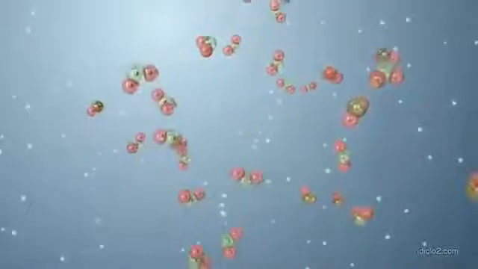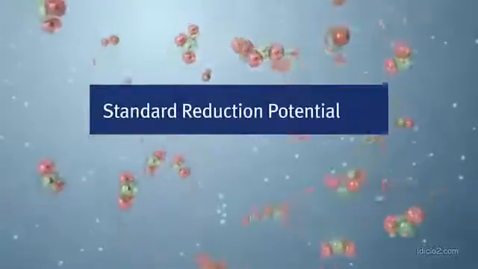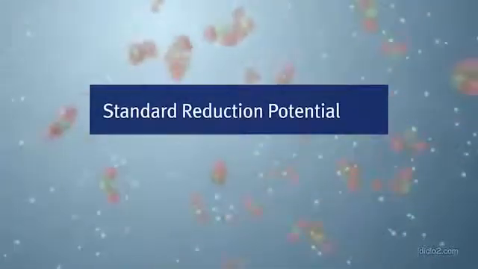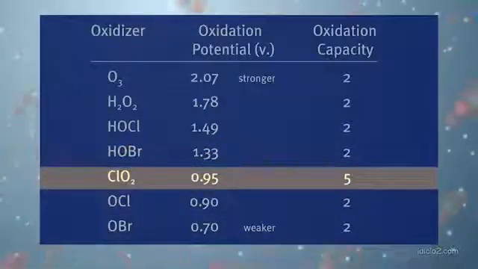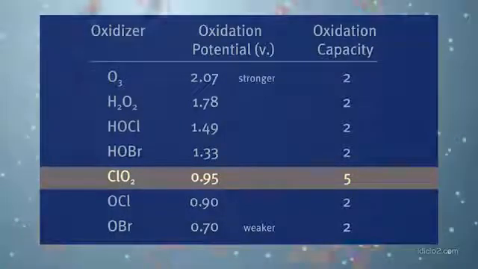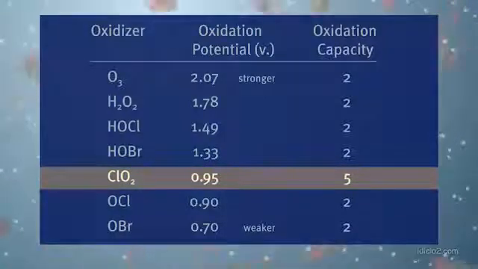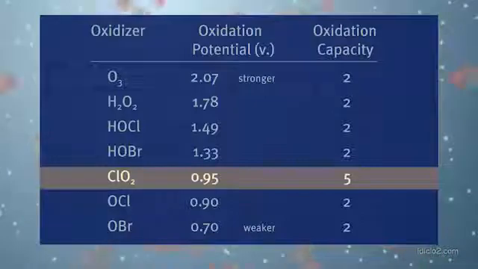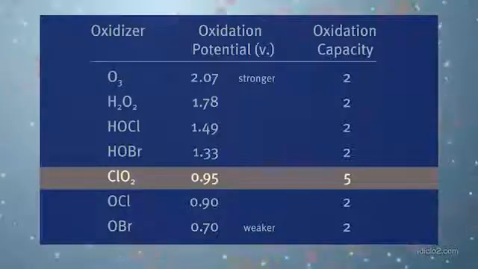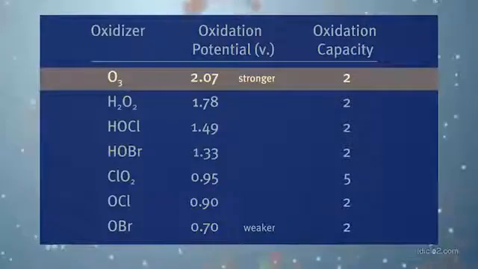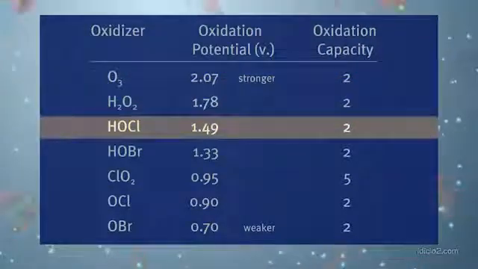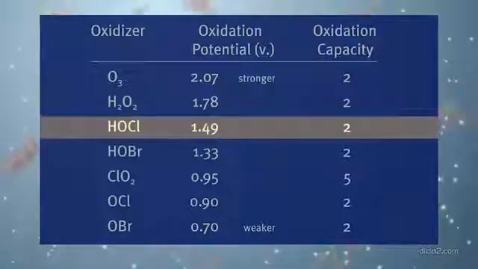The strength of a given chemical to act as an oxidizer is represented by the standard reduction potential, SRP, which is measured in volts. As shown in this table, chlorine dioxide has an SRP of 0.95 volts, which makes it a less aggressive oxidizer compared to many other common disinfectants used in water treatment applications, such as ozone at 2.07 volts and hypochlorous acid at 1.49 volts.